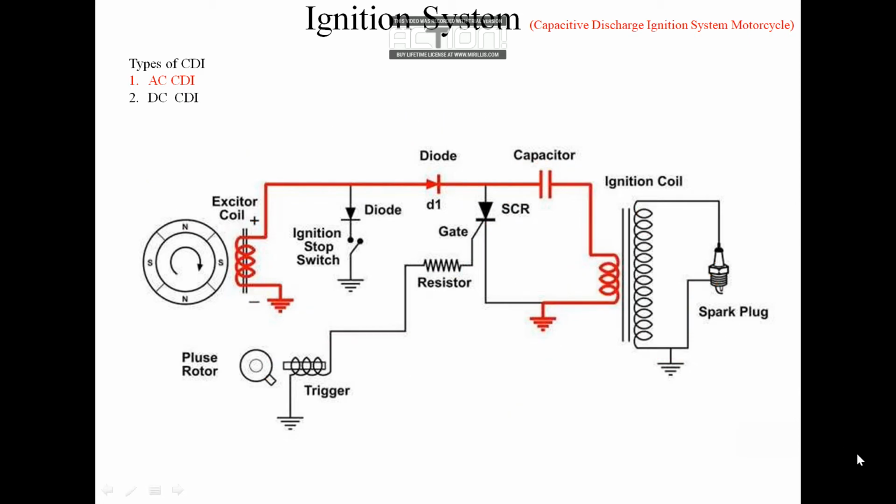So we have a fast forward review of how it works. Just start from the initial. Initially this S pole comes in front of our exciter coil. That time polarity is positive here and negative here. So current starts to flow in this direction. Here two paths come, a straight path and a down path. The down path is followed only when this key switch is closed.